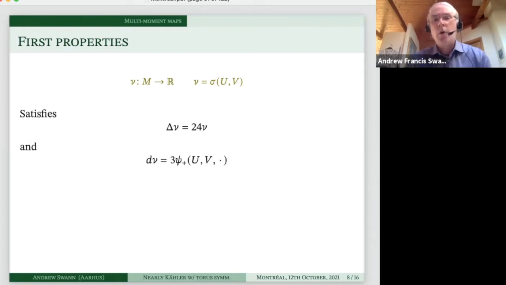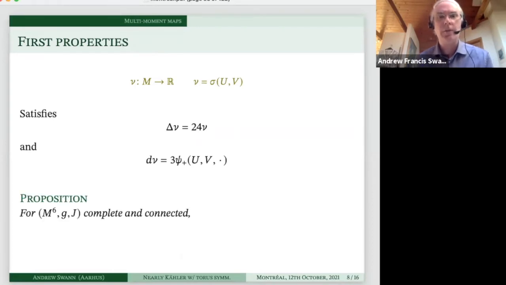And a more elementary property from the multi-moment map side is, if we take this d nu, then the relation I said for d of these multi-moment maps tells us that this is UV contracted into d of sigma, but d of sigma was just 3 times psi plus, so d nu is given by this relationship. So you should think of psi plus as essentially defining some sort of cross product on the tangent spaces.